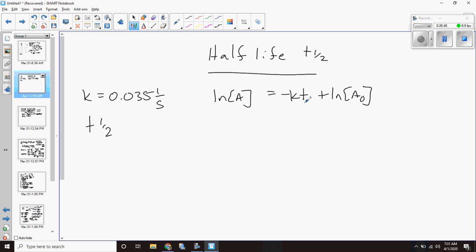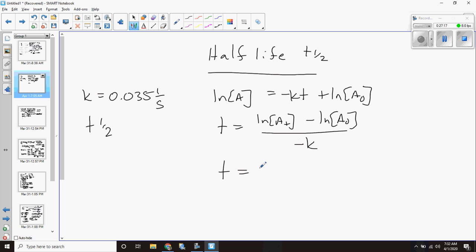And so if we want to solve for time, let's rearrange the equation. Bring this natural log expression over to here, and we're going to divide everything by negative k. So t equals natural log of A at some time t minus natural log of A at time 0. By the way, I'm supposed to be putting the t's and the zeros outside the box, but you know what I'm talking about. And we're going to divide the whole thing by negative k.